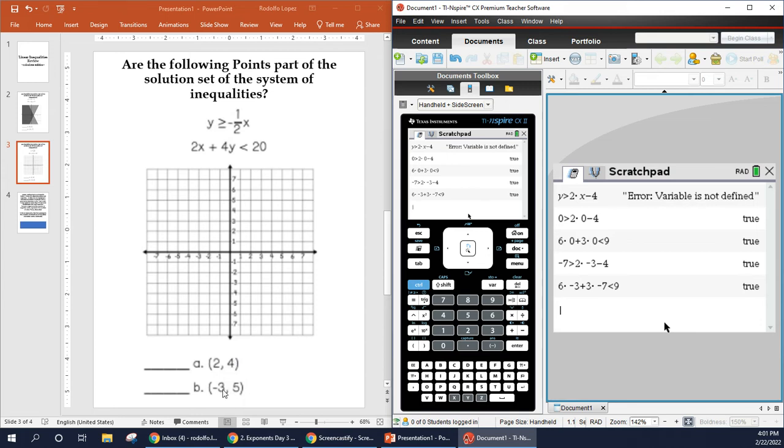And then we're going to try (-3, 5), plugging them into both inequalities. If they're both true, then they're also going to be part of our system. All right, give it a try. So let's do this together.